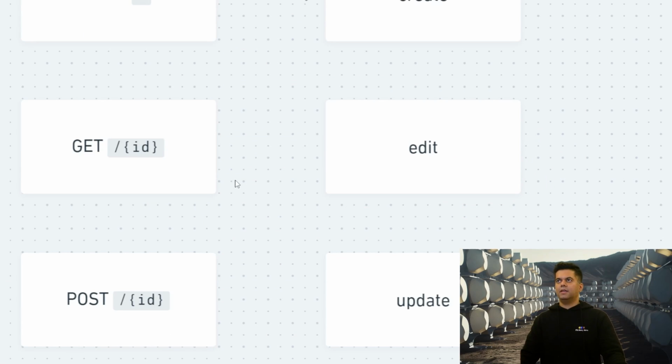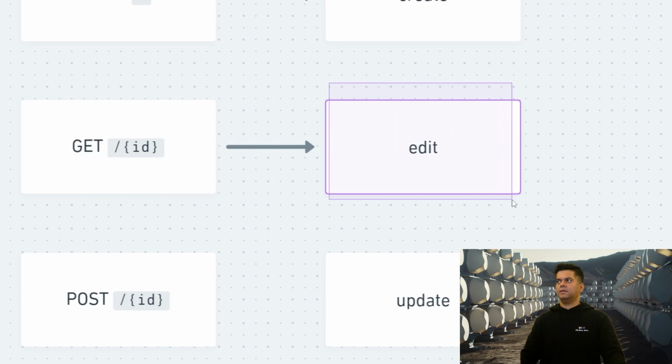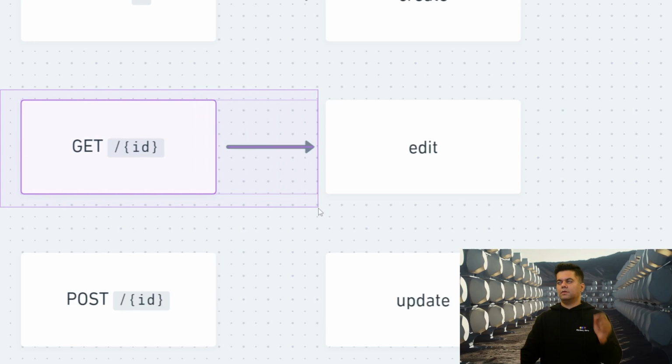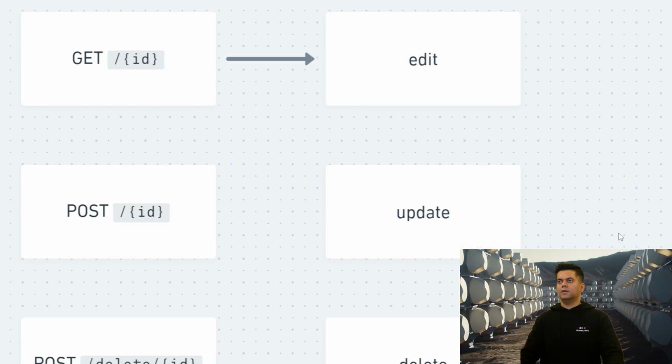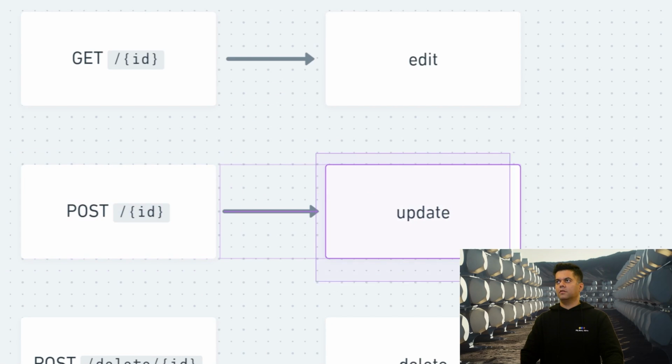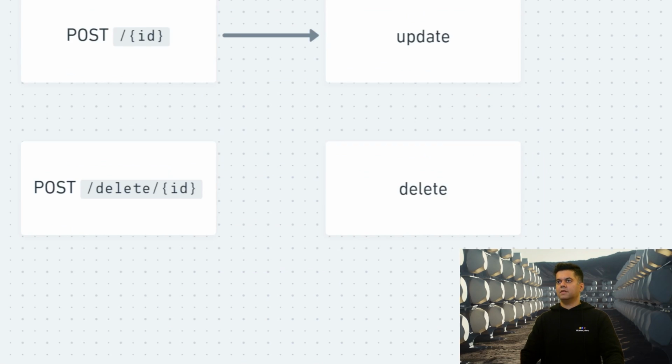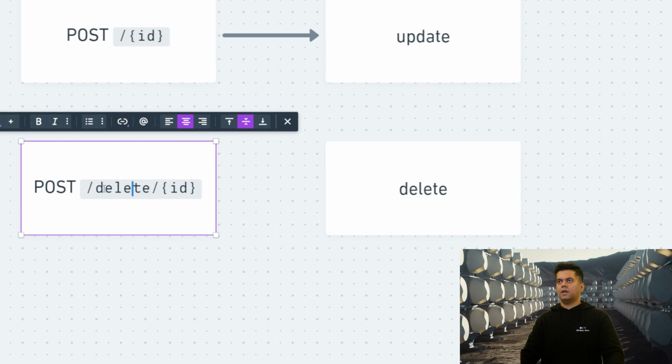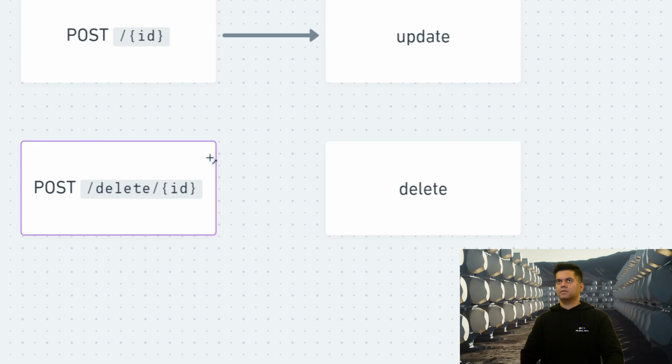Then you have the get /ID route, which is to get the specific post, and it says edit. The service name is edit, but it's actually just getting that particular value for us to edit. And then update, we'll post the new values in the form using the post method in the update service. And then we have delete. So delete just uses the post method, and the route looks like this, /delete/id. This is what we're doing.